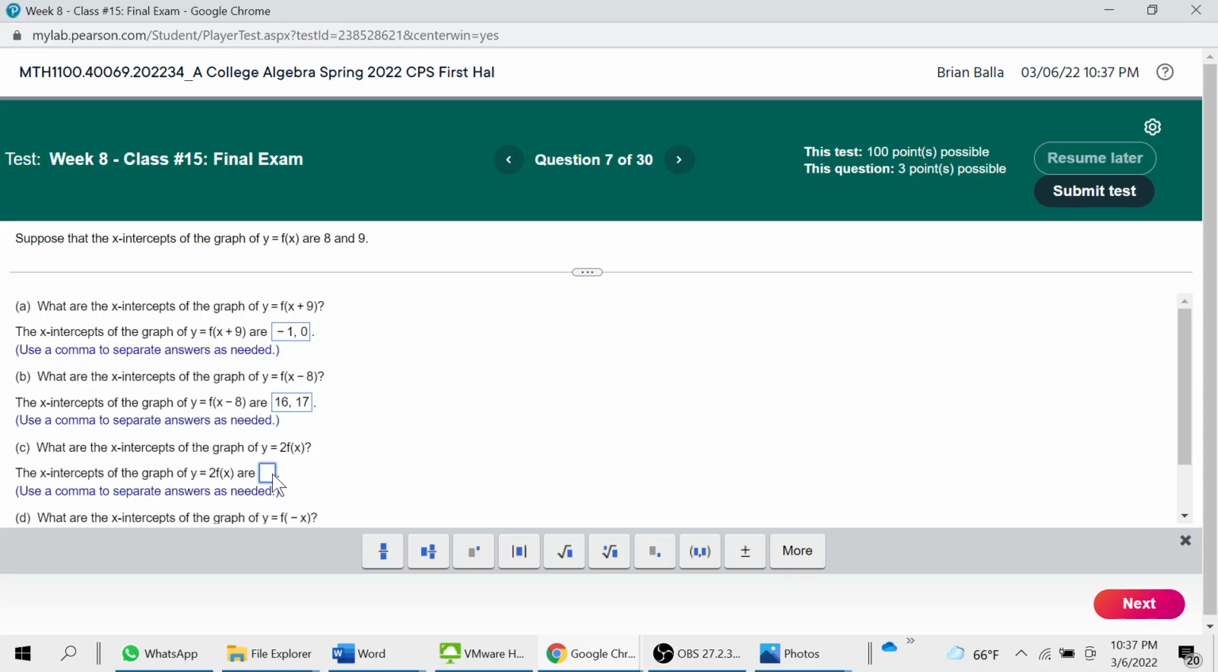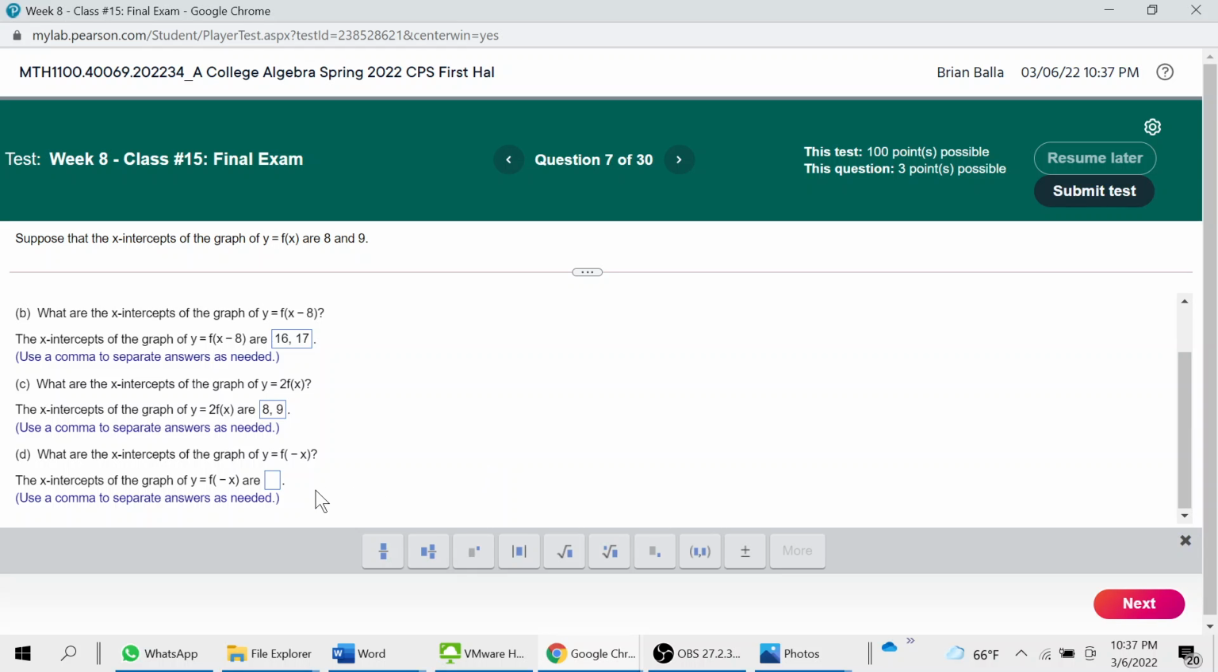Let's see. The x-intercepts of 2f of x. I don't think that affects it. I think it should be the same, 8 and 9. Because when you think about it, x squared, 2x squared, yeah, it should be the same.